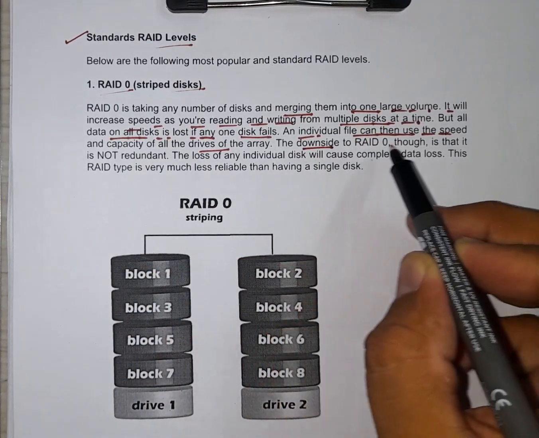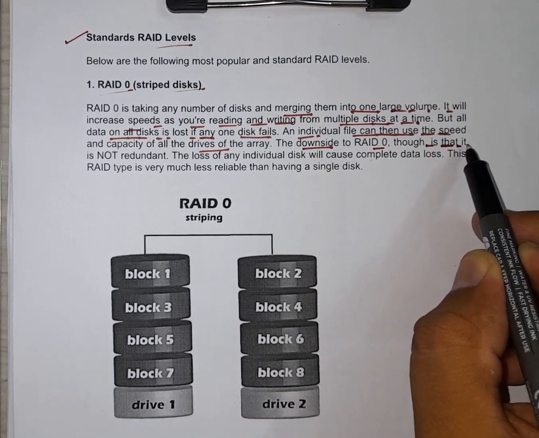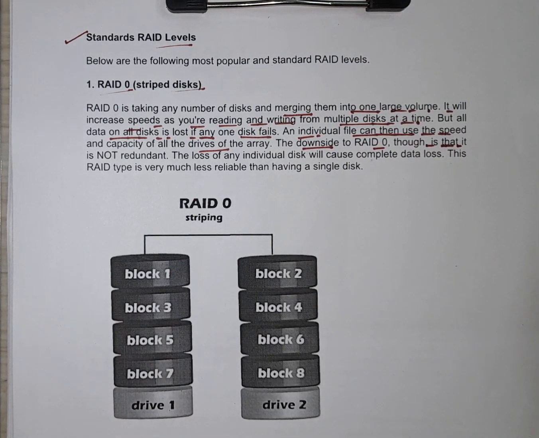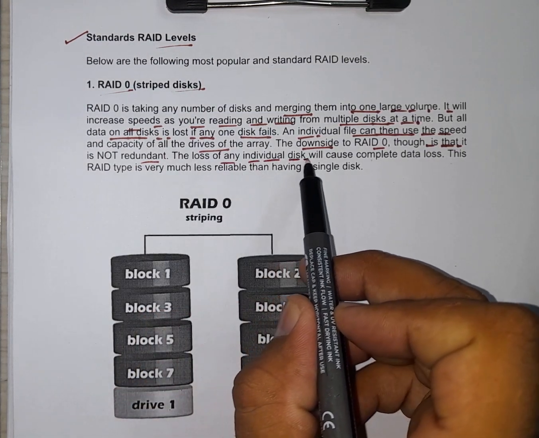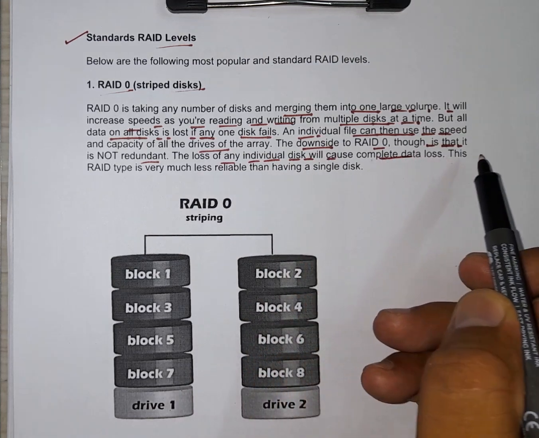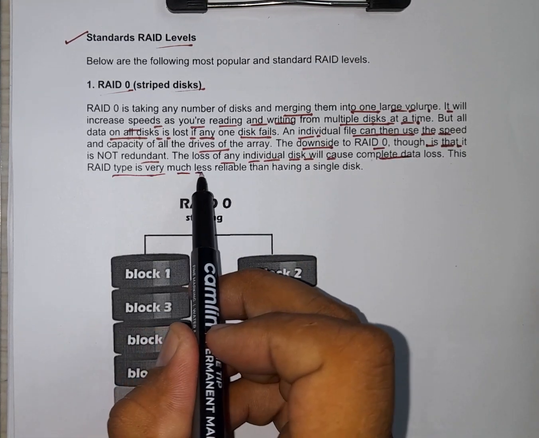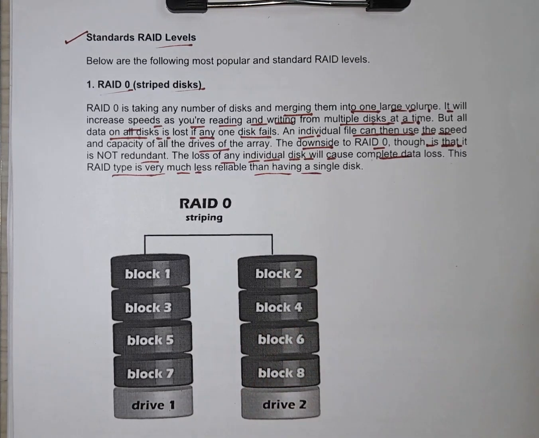The downside of RAID 0 is that it is not redundant. The loss of an individual disk will cause the complete data loss. Thus, this RAID type is very much less reliable than having a single disk.